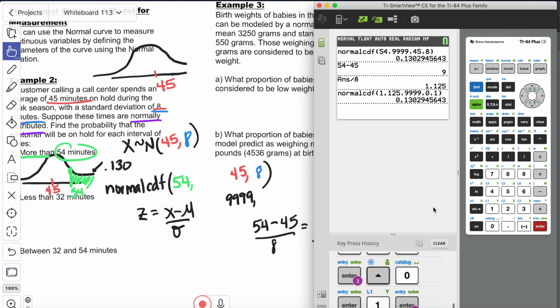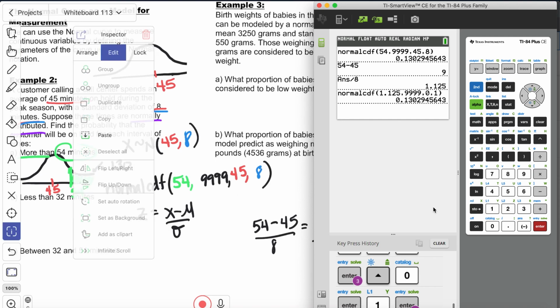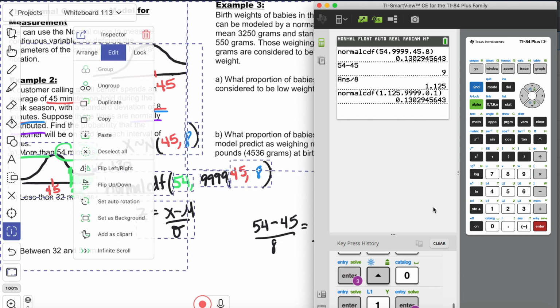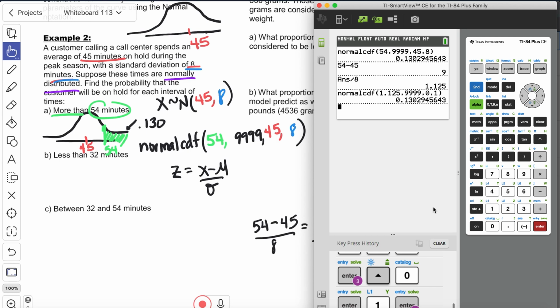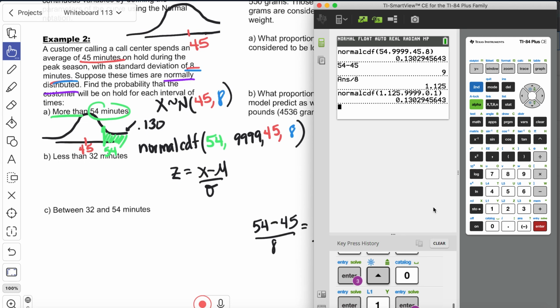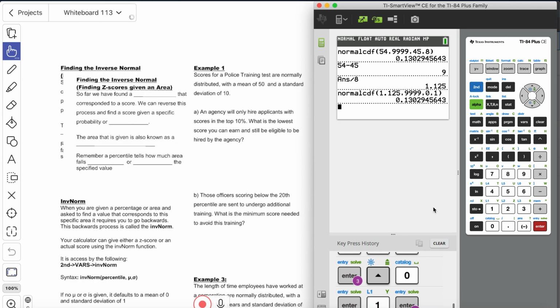Now, which method was quicker? Well, it was a lot quicker to skip this whole z-score process and go straight from the problem like this. So you can do it either way. Z-scores always work, but this other method is a lot more efficient. So let's try one more. Let's look at the one that says less than 32 minutes.